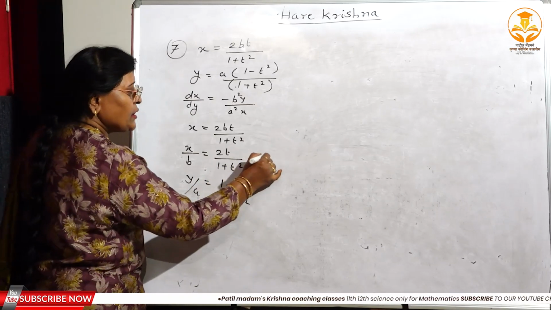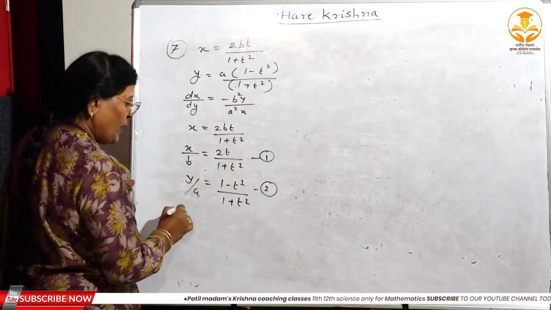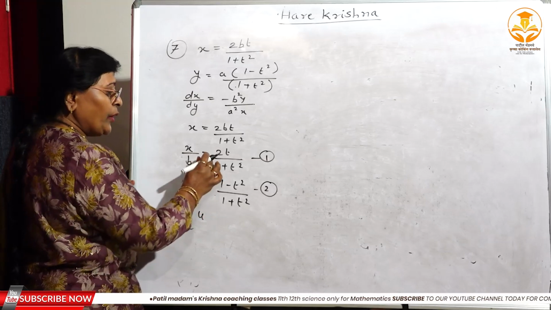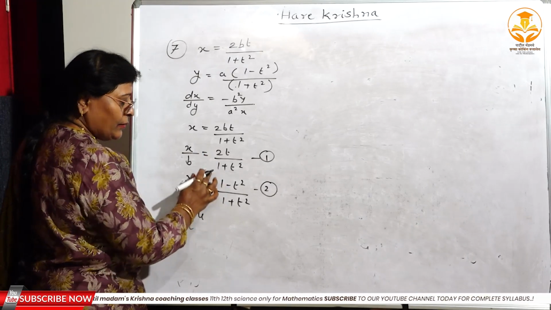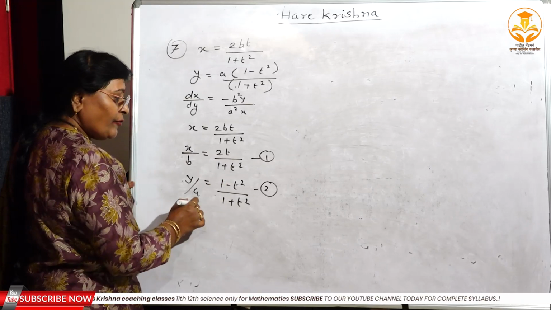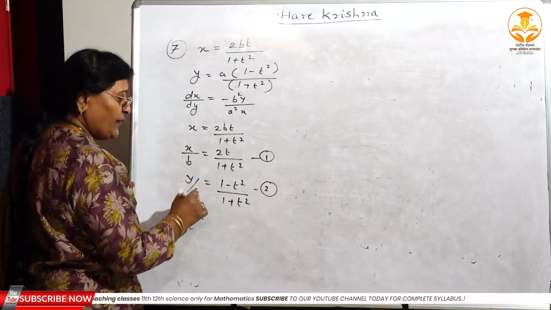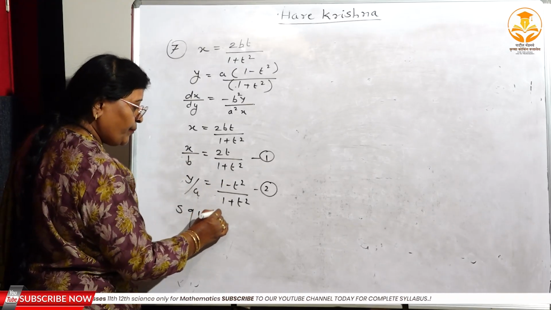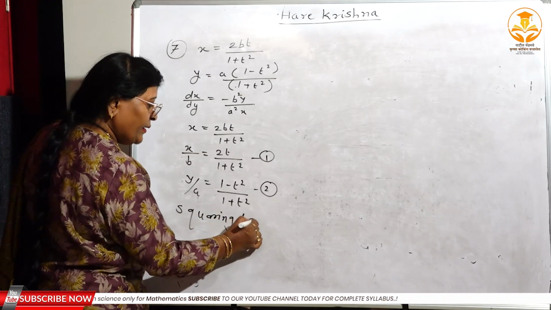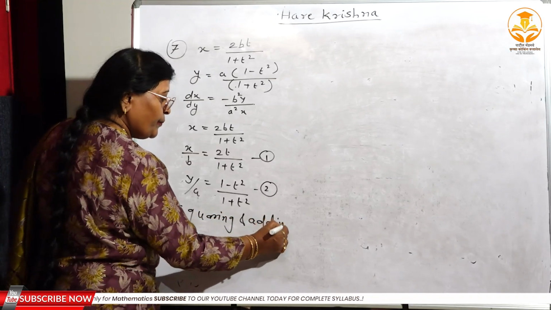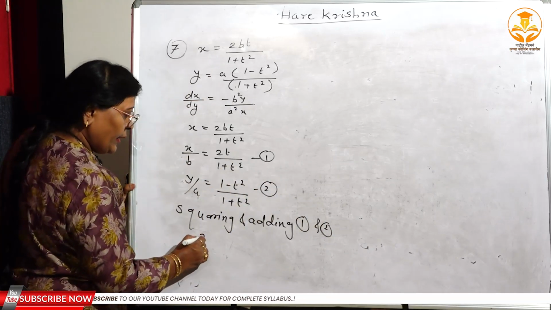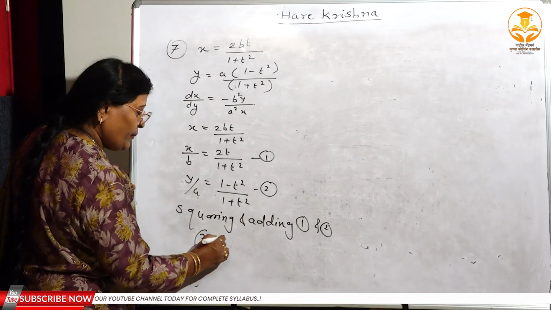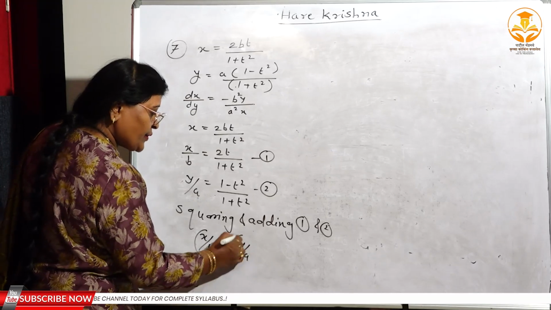No, this is first and this is second. Again squaring, I am going to try. I am trying here to eliminate this t, right? For that purpose we have to consider the function like this, squaring and adding first and second, isn't it? Here you have got (x/b)² + (y/a)².